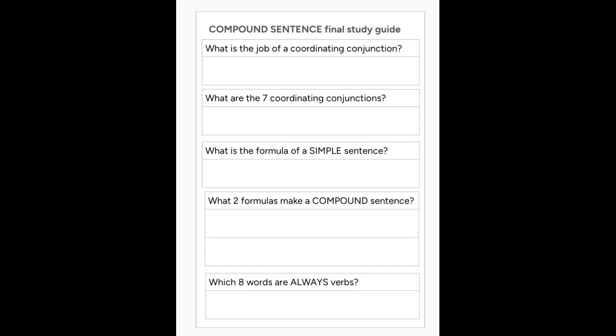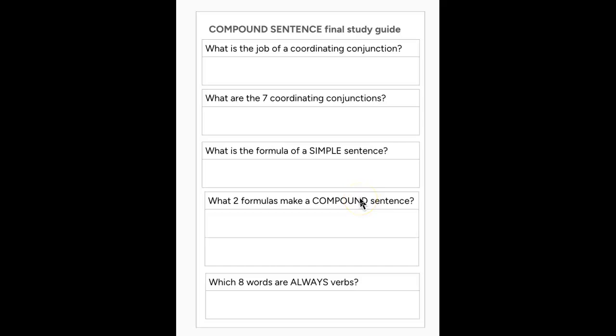So you have a test next week on Tuesday, a summative assessment over compound sentences. We're going to do some review on Monday, but I just want to make sure you have enough resources to make sure that you've studied well and that you have all the information that you need. I'm going to do a screencast. I'll share this document with you in Google Classroom.